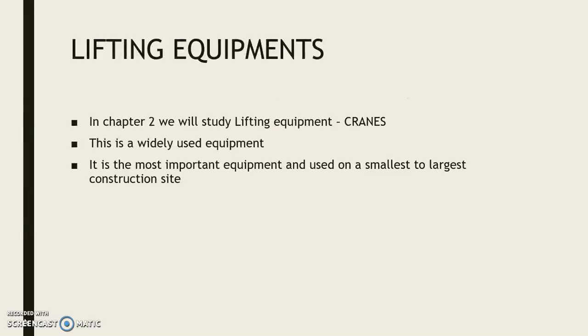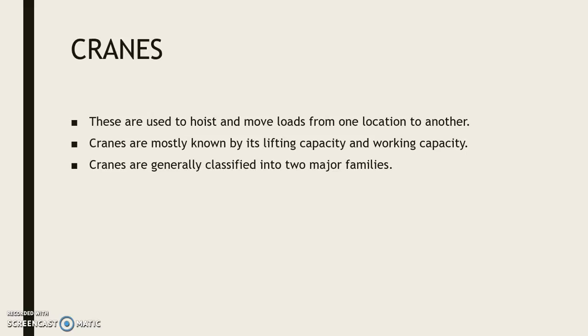So cranes are a widely used equipment. Mostly it is a lifting equipment used to lift heavy loads on construction sites. It is the most important equipment and is used on the smallest to the largest construction sites. Basically, these are used to hoist and move loads from one location to another. On construction sites, we have to lift heavy loads, which is not possible for laborers to lift. So we need construction equipment, and the crane is a basic equipment which we use to lift the loads.